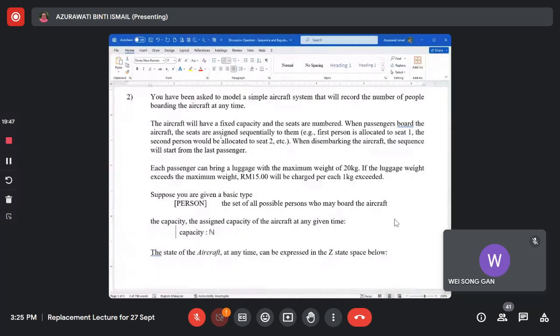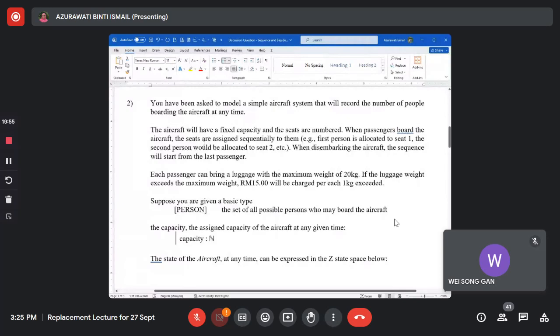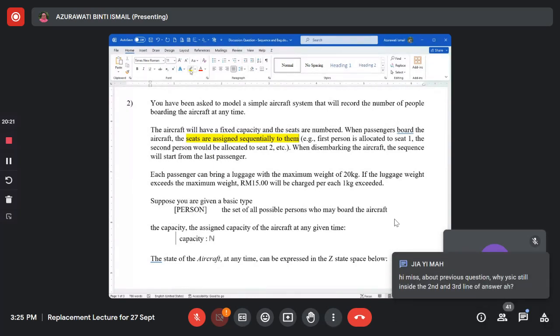Okay, so this one is actually also from the partial questions where we are going to model an aircraft system, where you have a fixed capacity and seats are numbered. The scenario is, every time you want to board the aircraft, the seats are assigned to you in sequence, which means you cannot choose the seat. If you are the first one, then you sit at seat number 1. Second, seat number 2. Third, and so on.